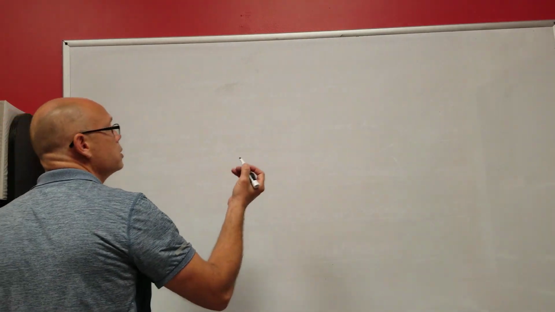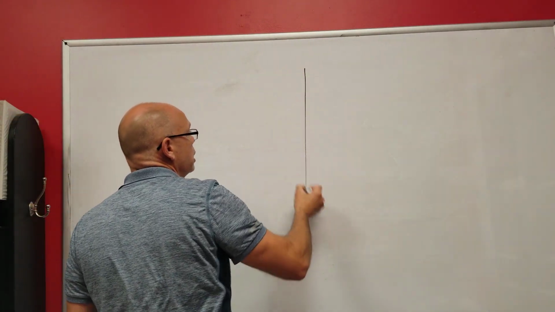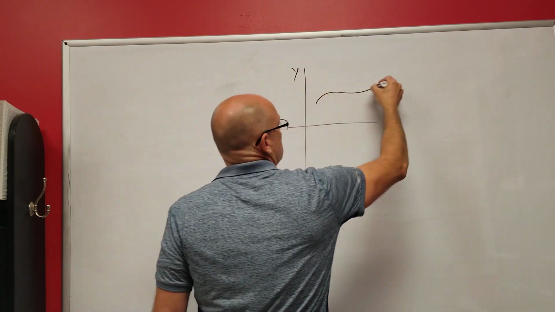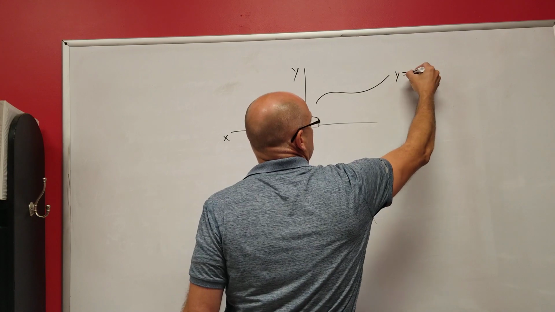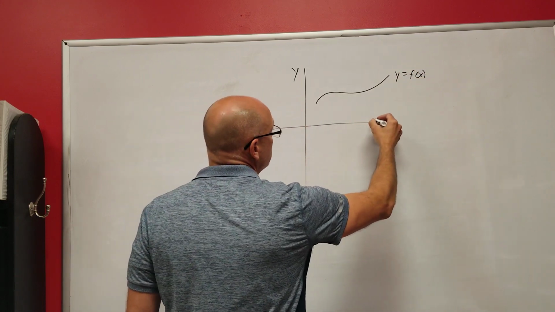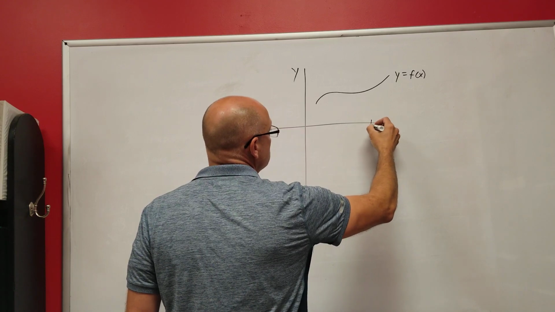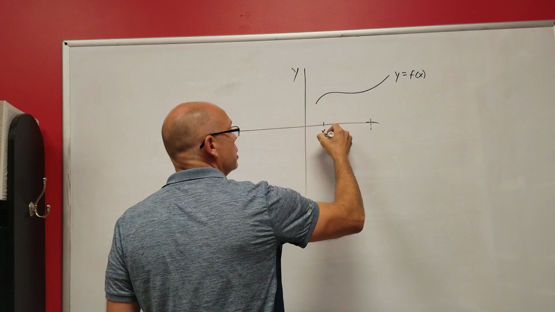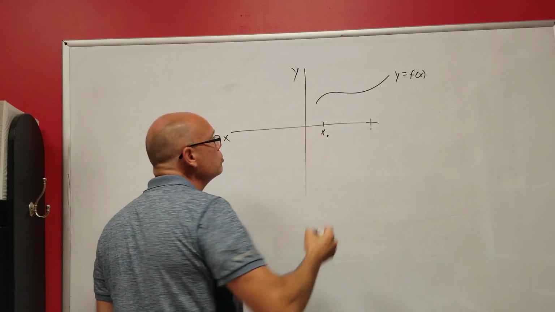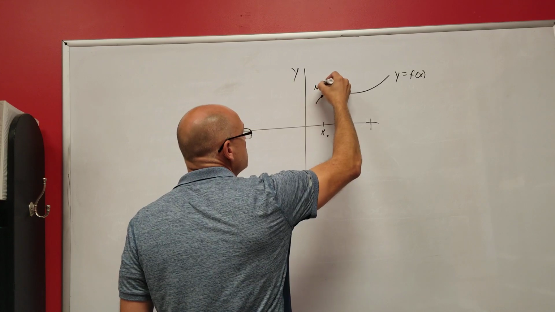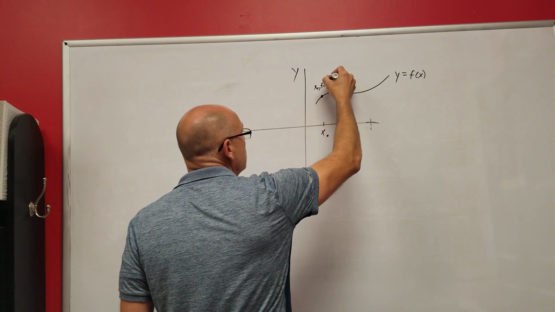Alright, so we're going to pick back up with section 2.1. Last time, here's what we looked at. Let's suppose I have some kind of curve, y equals f of x here. And then I pick some point, let's say this is the point x subscript 0. Right here I have an ordered pair x subscript 0, f of x subscript 0.